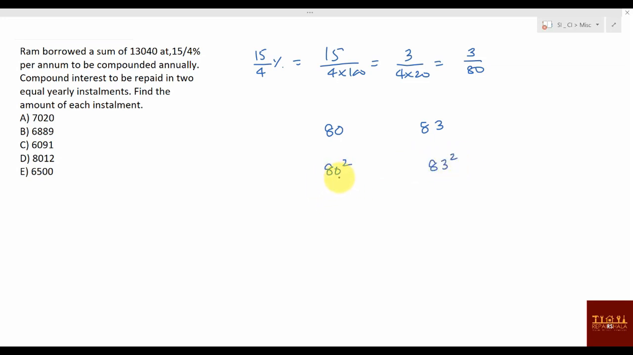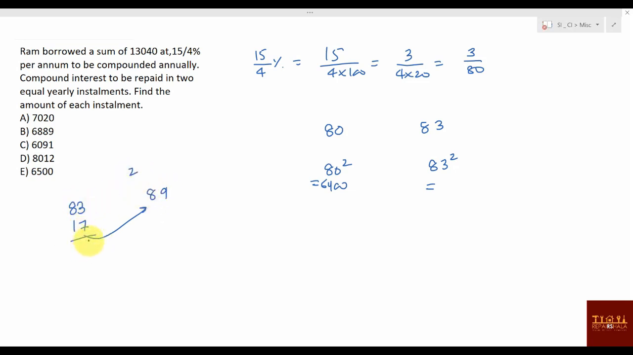So what is 80 square? 80 square value is 6400. And what is this value? 83 square. Already I told you how to find 83. How much is it less than 100? 17. 17 whole square, that is 89, and 2 carry.